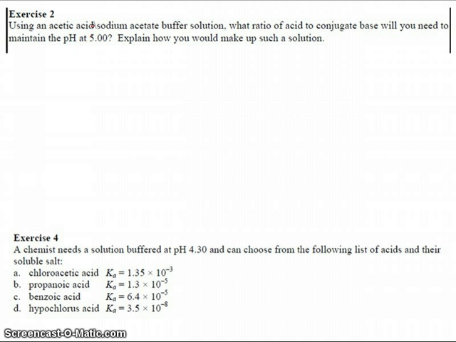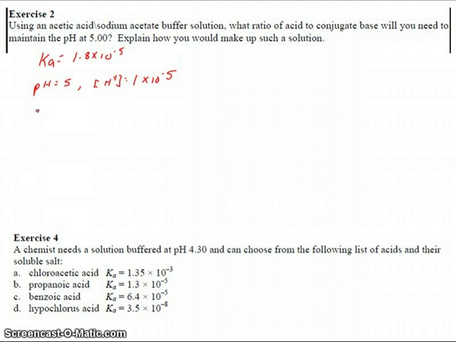Alright, using acetic acid sodium acetate buffer solution, what ratio of conjugate acid to base do I need to maintain a pH of 5? Well, again, things I need to know. The Ka of acetic acid is 1.8 times 10 to the minus 5. I want to operate at a pH of 5, which means that the concentration of H plus equals 1 times 10 to the minus 5, just applying the antilog function.